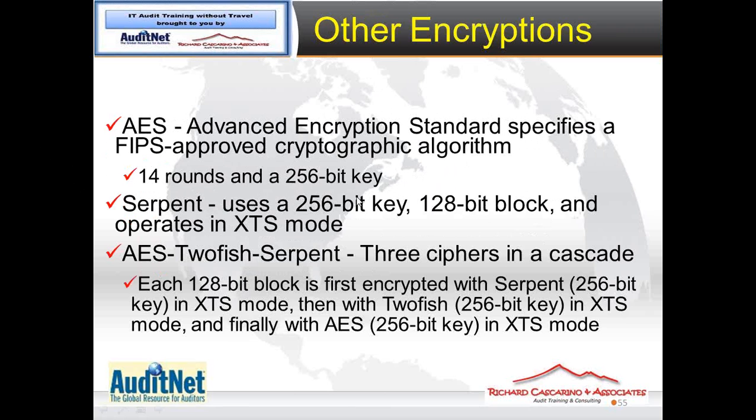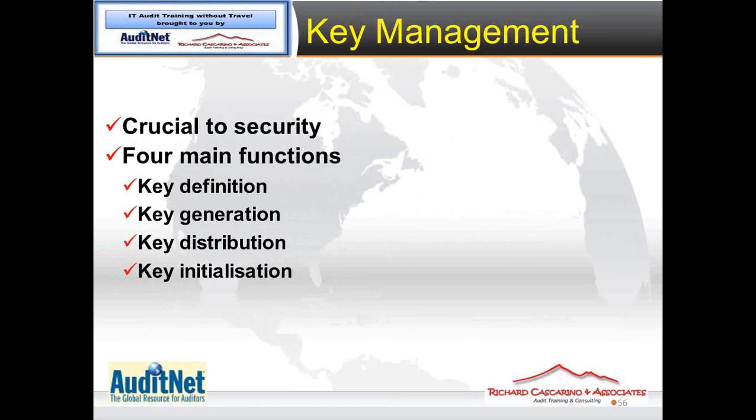Serpent used a 256-bit key, a 128-bit block, and it operates in XTS mode. AES, Twofish, Serpent. Can you see there's a variety of things out there? See 3 ciphers in the cascade. Each 128-bit block is first encrypted with Serpent, which has its own 256-bit key, then by Twofish, and finally by AES. So there's a whole variety of mechanisms that you can use to encrypt.